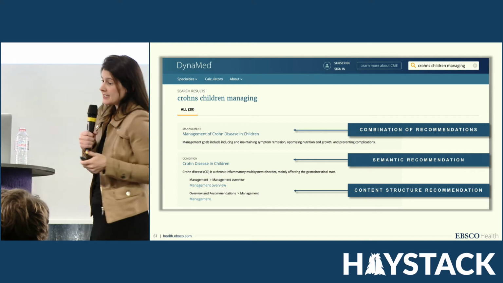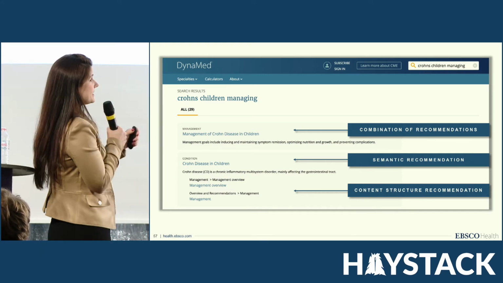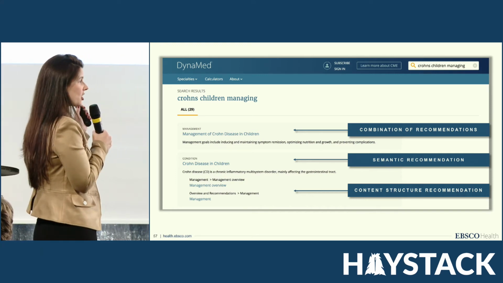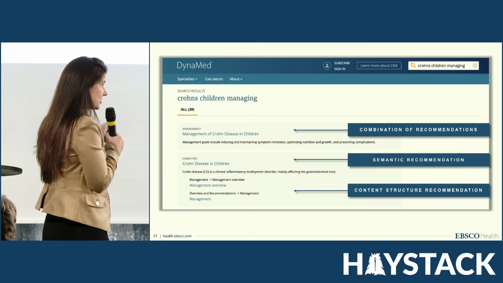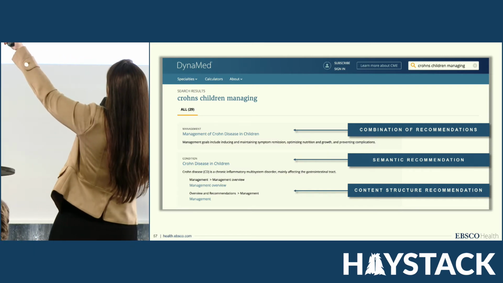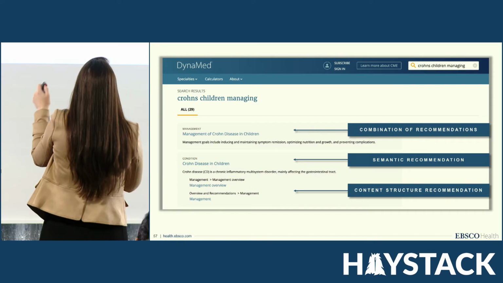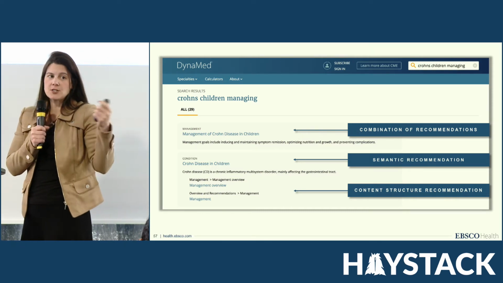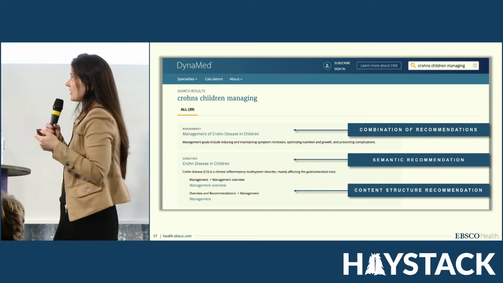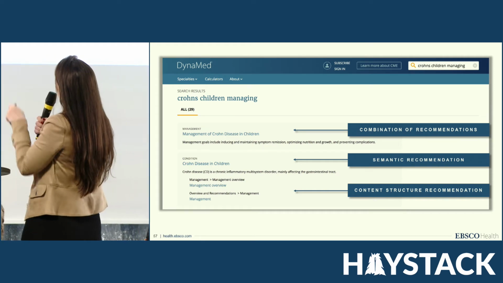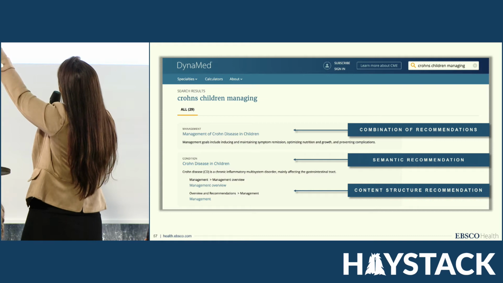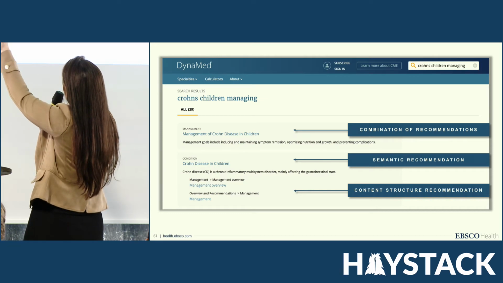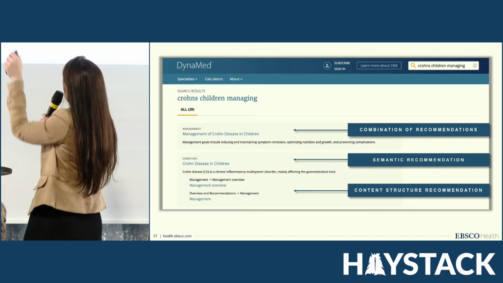So here are the results on Dynamed. The first hit is absolutely excellent. This is actually a combination of all three recommendations at play. First, you have the management, which although we identified as a structure in our content, we're also leveraging it to compare different components in our index, so different fields in our index. So we have management, Crohn's disease, and children. And this is our top hit, which is predominant.